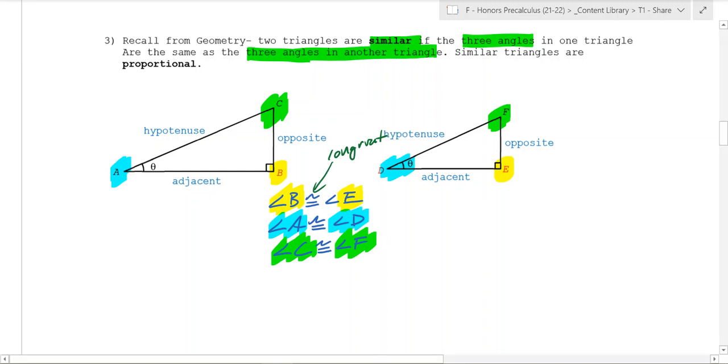And the way you state that the whole triangle is congruent to the other triangle is you would say triangle A, I like this, I'm going to do this here, triangle ABC is similar to triangle, it's that little tilde squiggle, DEF. So we say they are similar.